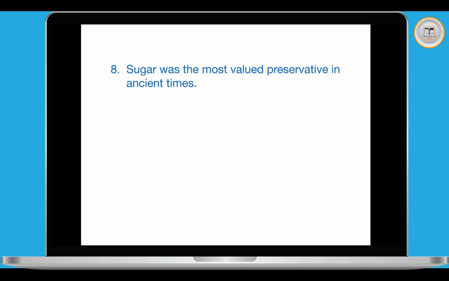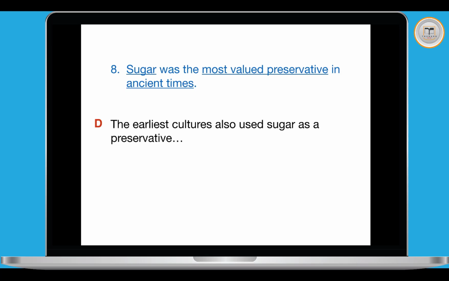Sugar was the most valued preservative in ancient times. I've underlined sugar, most valued preservative, ancient times. If we go to paragraph D, we see the earliest cultures also used sugar as a preservative. We have got some keywords there. We've got earliest cultures, which is like ancient times. We've got sugar and we've got preservative. But we don't have any information about sugar being the most valued preservative. There's no information about that, so we have to put the answer not given.